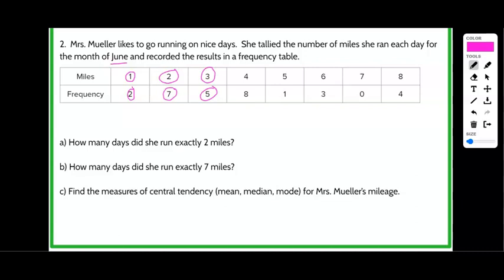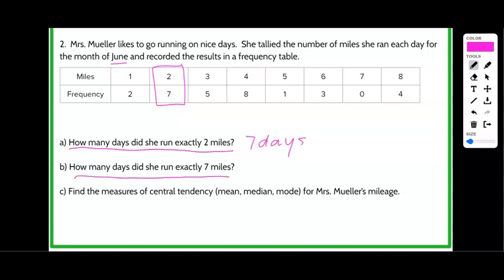So we're looking down here at these questions. How many days did she run exactly 2 miles? So if we look here, we go to 2 miles, and we know 7 of the days in June, she ran 2 miles. How many days did she run exactly 7 miles? So we go to 7 for our miles, and we can see that 0 of the days. She did not run exactly 7 miles on any of the days. She ran 8 miles, so that's more than 7, but not exactly 7.